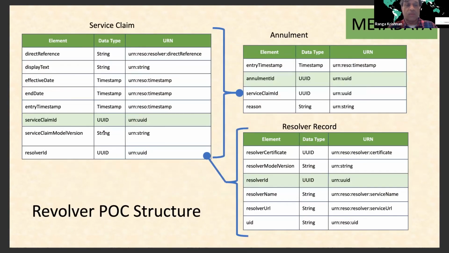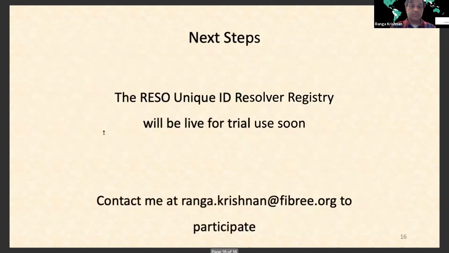If you look at the overall picture, this is what it looks like: a resolver record is referenced by a service claim, and the user is then, through the direct reference item right on top, able to query that service and answer their questions. With that, this distributed ledger-based resolver registry will be live for trial use very soon. And if you're interested in participating, please contact me through that email address there.